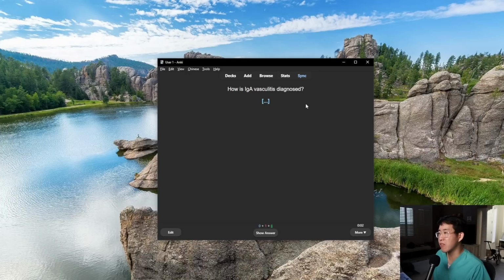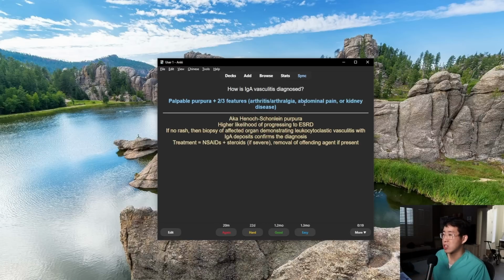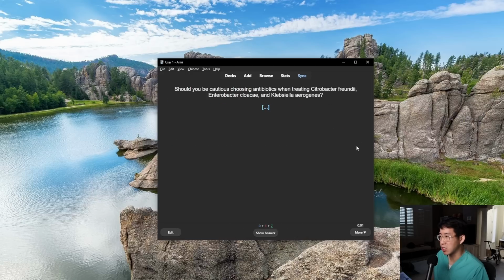How is IgA vasculitis diagnosed? Is it diagnosed by a biopsy or things like that? Actually it can be diagnosed clinically by the presence of palpable purpura and then 2 out of 3 of the classic findings, which would be arthralgias, kidney disease, or abdominal pain. So palpable purpura, 2 out of 3 features, and then biopsy of the affected organ can also confirm the diagnosis. Treatment is NSAIDs and steroids, removal of offending agent if present.